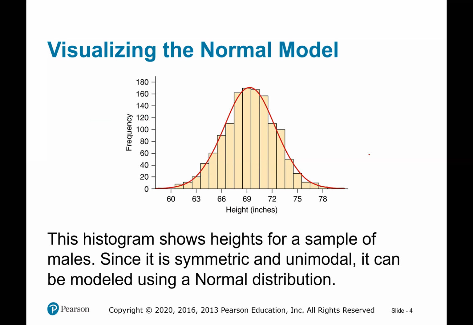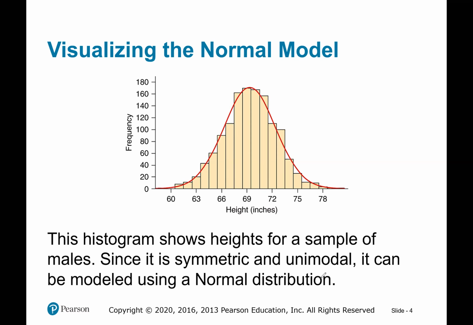So we are visualizing the normal model. As you see in here, this is a normal curve, or like a bell curve. This curve is showing me a histogram that shows the height for a sample of males, and since it is symmetric and unimodal, it can be modeled using a normal distribution.